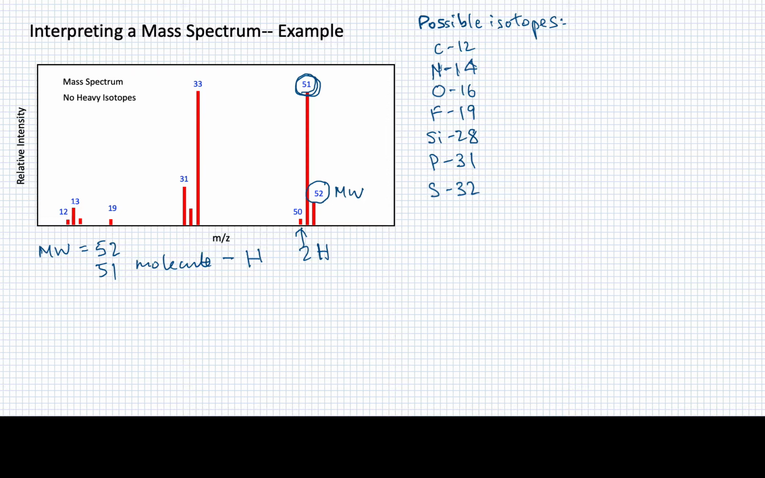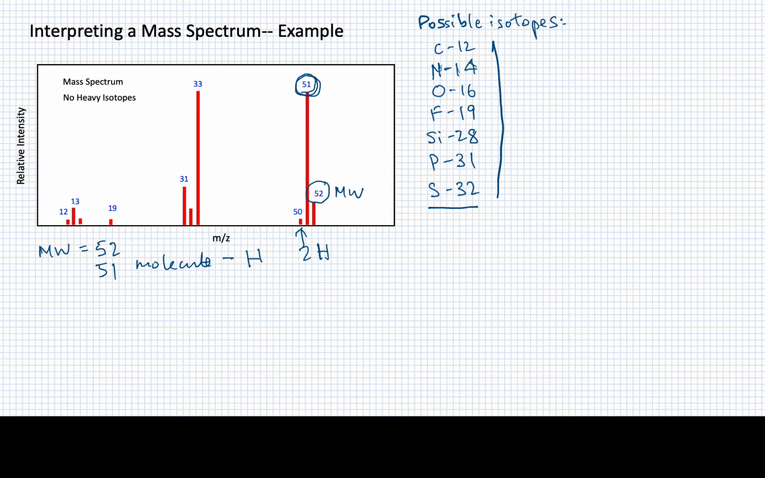With two hydrogens in our molecule, all of the heavy atoms must add up to 50. So the question is, how can we get to a mass of 50 using our list of possible isotopes? I've listed them here, and these are the ones given in the lab handout so that you can see what our possibilities are. We need to find some combination of these heavy elements that adds up to 50.